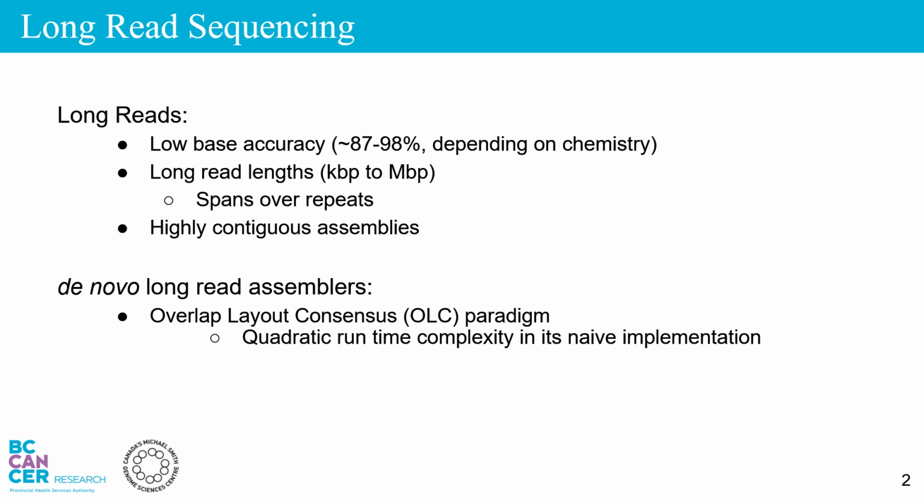De novo long-read assemblers use the overlap layout consensus (OLC) paradigm to assemble long reads. The OLC paradigm consists of 3 steps: overlap, which involves aligning all the reads against each other; layout, which uses the alignment to generate a graph and traversing the graph to generate the sequences; and finally, a consensus is computed on the assembled sequences. The OLC paradigm has a quadratic runtime complexity in its naive implementation.